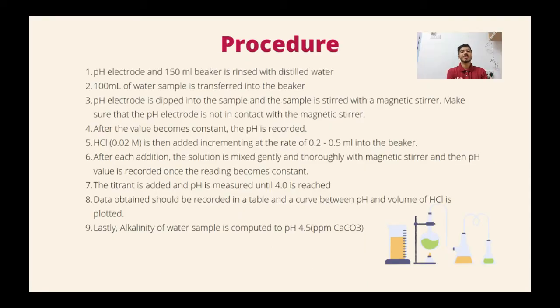Firstly, the pH electrode and beaker are rinsed with distilled water, then 100 ml of sample is transferred into the beaker. Then we dip the pH electrode and stir the sample using a magnetic stirrer. Make sure that both the electrode and stirrer are not in contact with each other. Once the value becomes constant, record the pH.